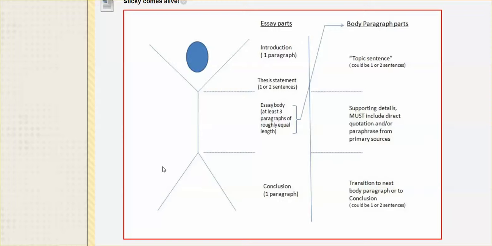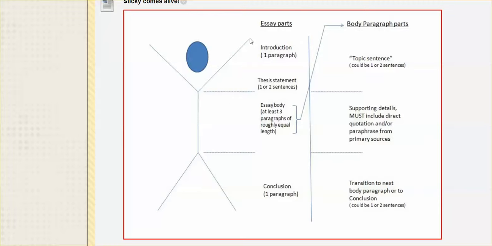Okay, so the other fun thing about the stick figure visual idea here is that it repeats. It's good for the whole essay, but it's also good for every body paragraph. Intro and conclusion paragraphs work a little bit differently, but for every body paragraph, we do the same thing, just not as many sentences.